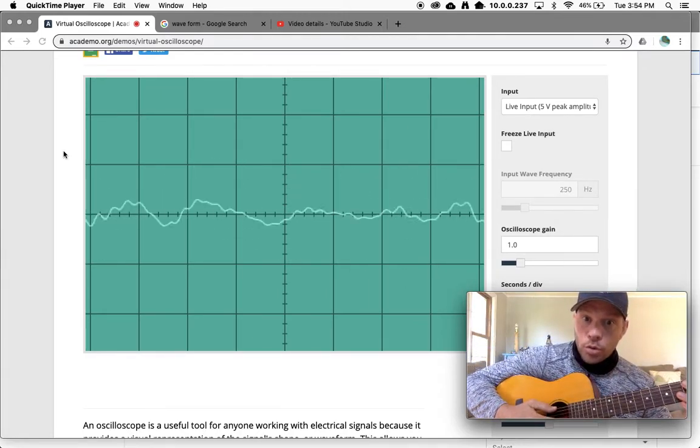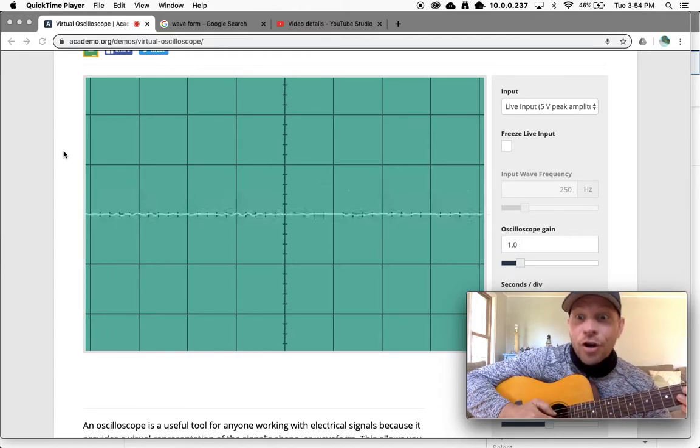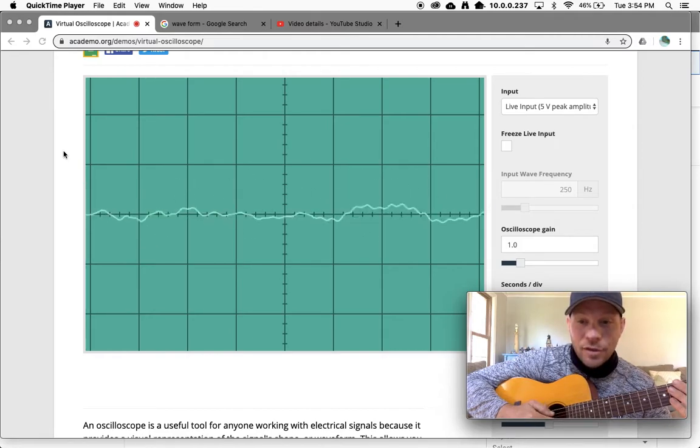I'm going to play a low note. And the waves are long, like we'd expect. They have a low frequency, a long wavelength.